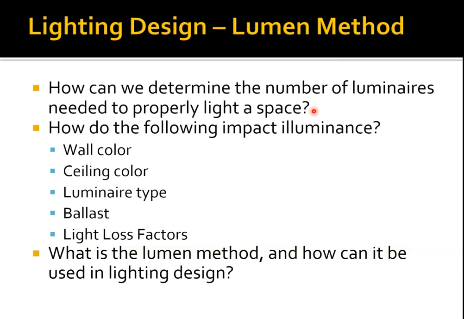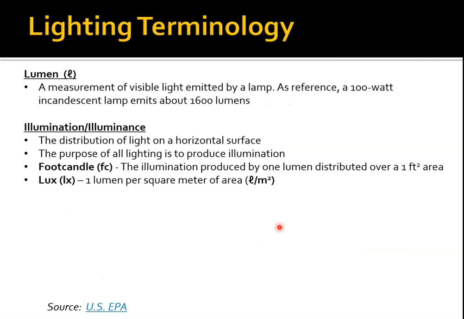The Lumen method is an approximation of the number of luminaires, or the number of foot candles you'll get from the luminaires, or the brightness levels. We're going to do the former: use it to calculate the number of luminaires to properly light a space. That's what we're trying to get at today. We're looking at all these different variables like wall color, ceiling color, luminaire type, and some other things, and then how you use the Lumen method to put that all together. Okay, so let's dive in.